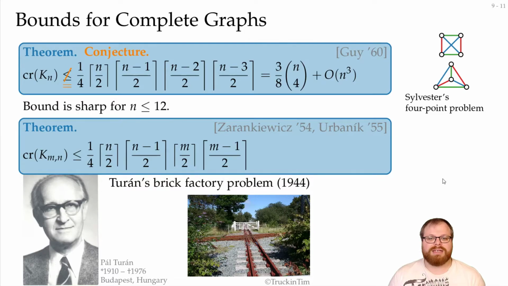This study began during the Second World War with Paul Turán. He was working in a brickyard and he was wondering how to design an efficient rail system from the kilns to the storage yards. For every kiln and every storage yard, there was some track that connected them. The problem was that whenever 2 tracks crossed each other, the bricks might fall off the cars. So he was considering how to lay the rails to reduce the number of crossings, so that they reduce the number of bricks that fall off the cars. And this is what motivated the study of the crossing number of graphs.